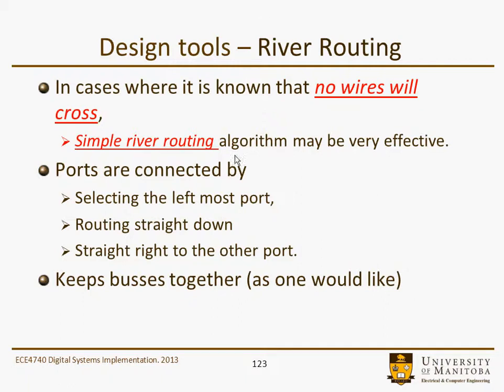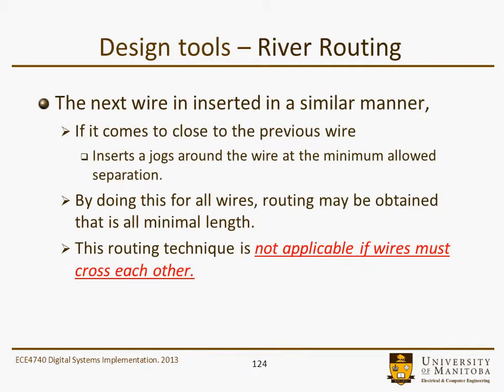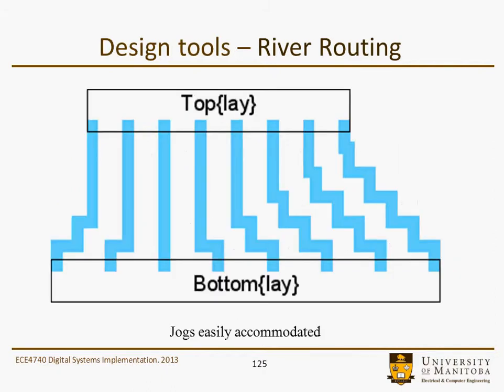The basic idea behind this is that it keeps the buses together, which is one of the things one would like. If you're inserting a jog, that jog propagates to the other wires which are nearby. Doing this, you can hopefully obtain a well-structured route for a bus, and hopefully most of the wires would be of minimum length. So it's not really applicable to scenarios where wires have to cross one another.